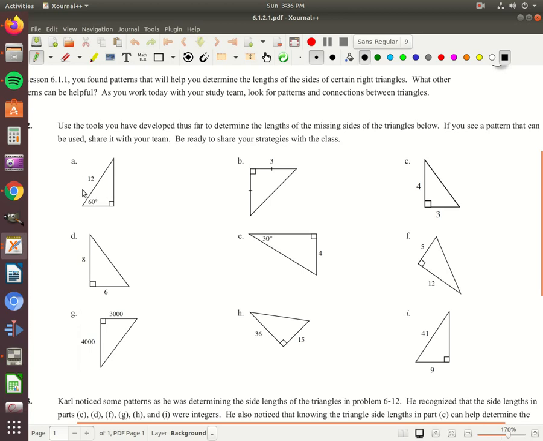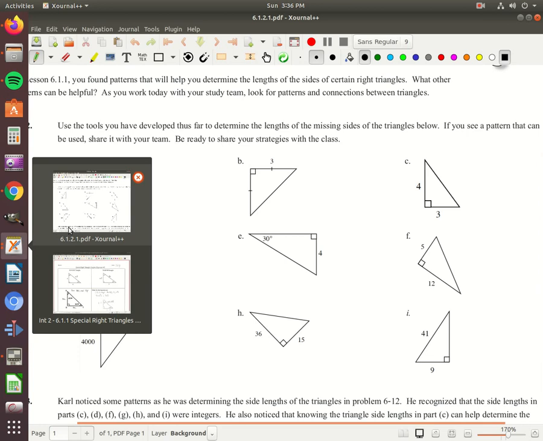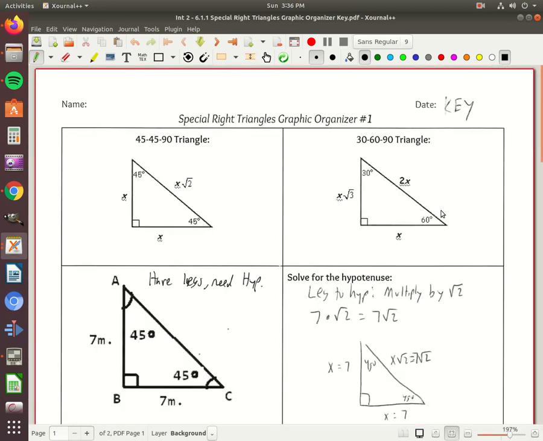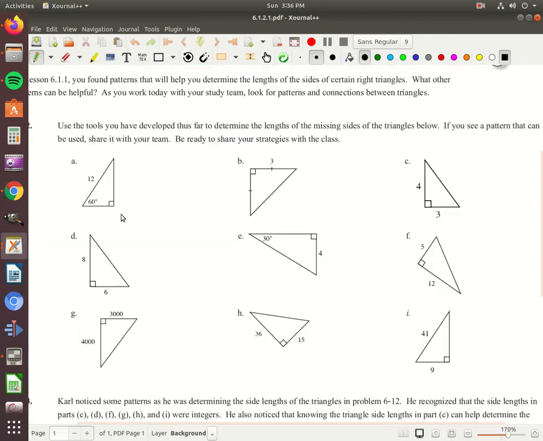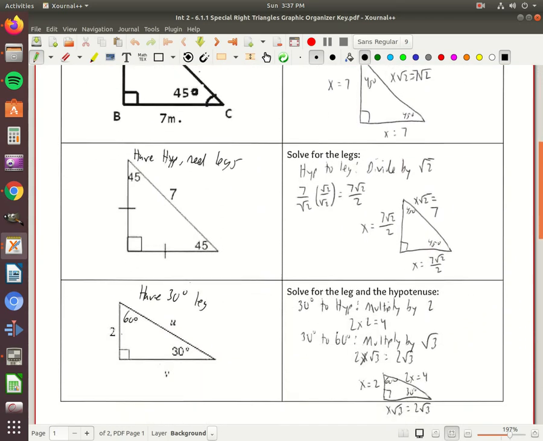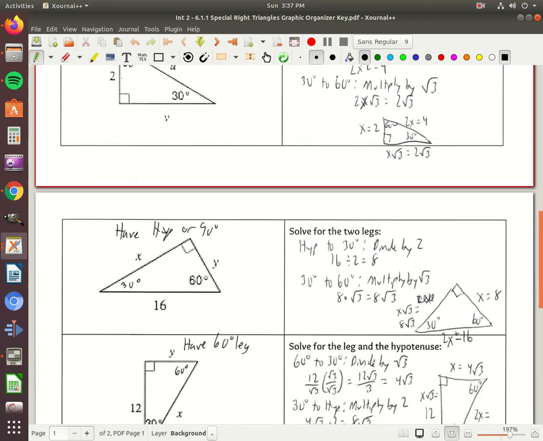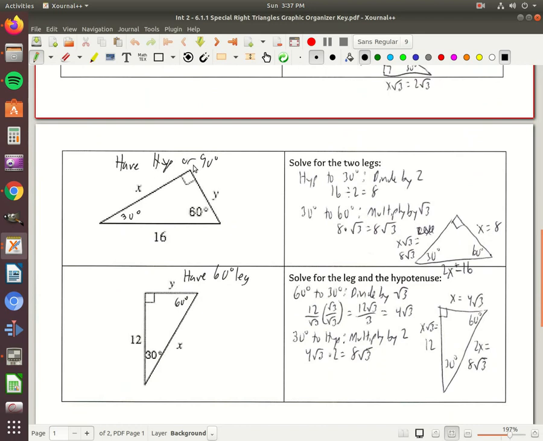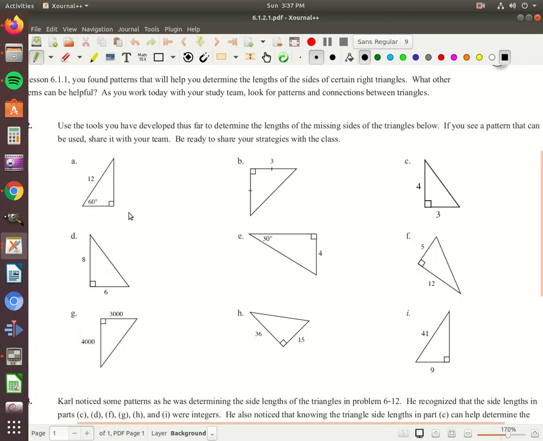So here's the 30, 60, 90 triangle. I know that my hypotenuse is 12, right? So I'm going to go to my graphic organizer for 30, 60, 90s, and I have the hypotenuse of the 90-degree angle. So the first thing I'm going to do is divide it by 2 to get my 30-degree side. 12 divided by 2 is 6.